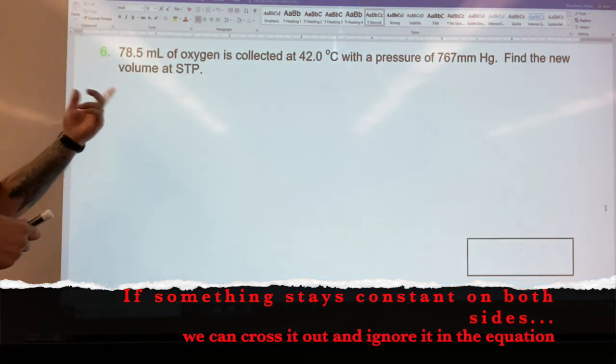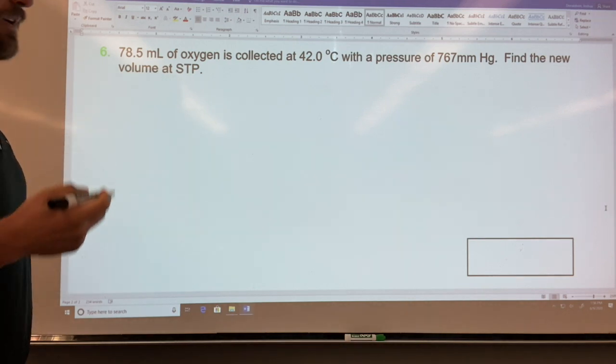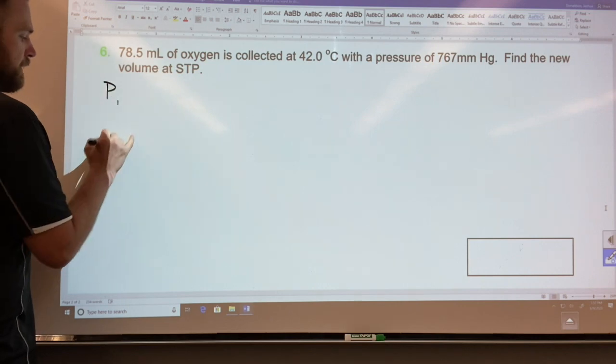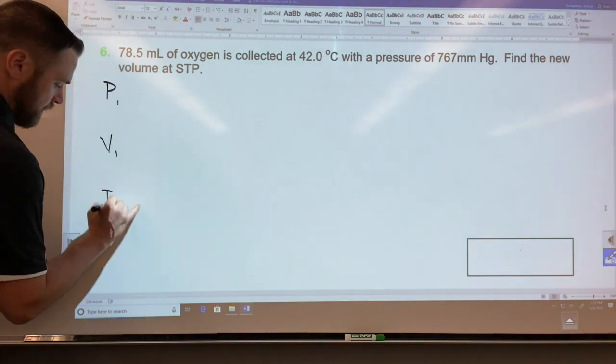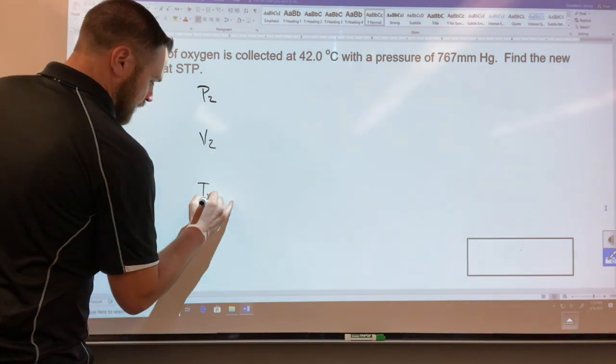So this is number 6 on your worksheet. It's the green question. It's the one that people have said, why is it green? Well, there's no real good answer of why it's green, but here we go. Okay, so we have P1, V1, T1, we got P2, V2, and T2.